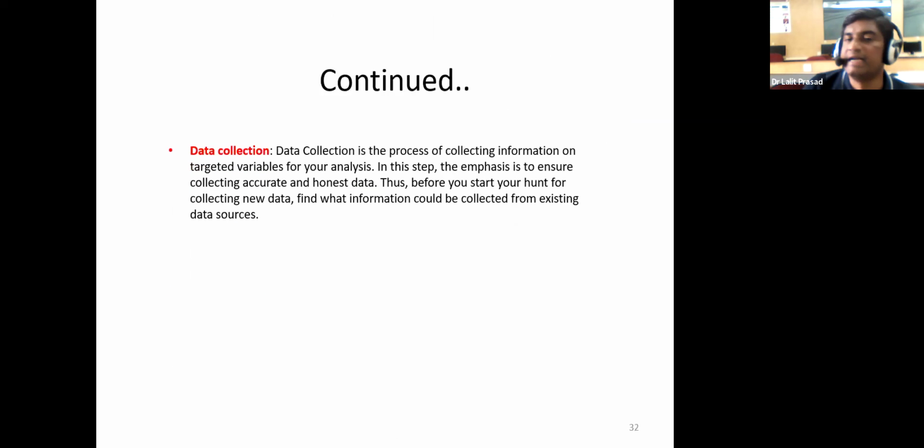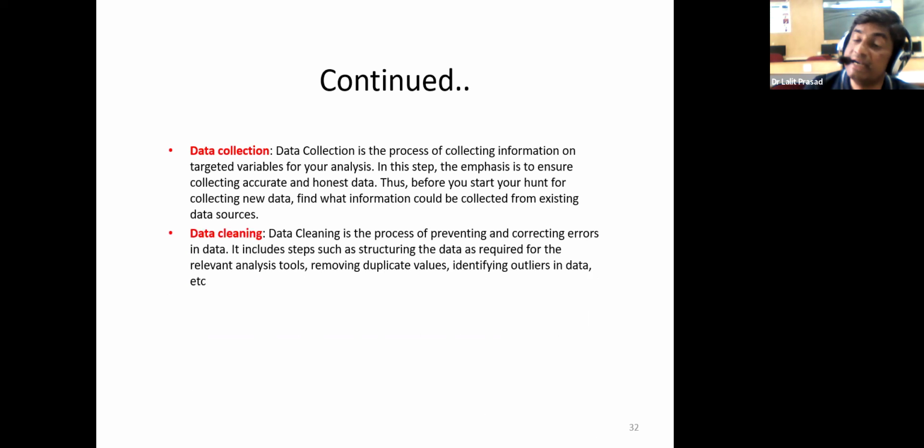Then third, we are talking about data collection. You will collect the data. And when you collect the data, there is a role of the instrument. Your instrument should be both valid and reliable. So data collection is the process of collecting information on the targeted variable for your analysis. In this case, we are talking about collecting accurate and honest data. It may be secondary data, it may be primary data. That we'll see later on.